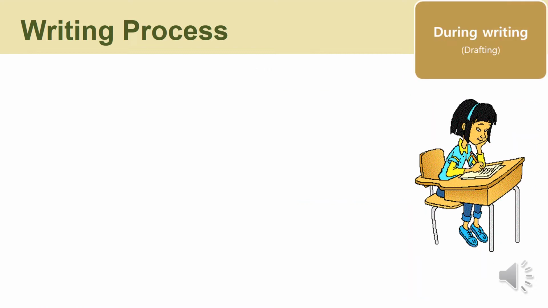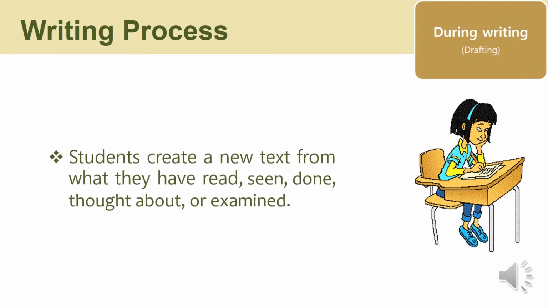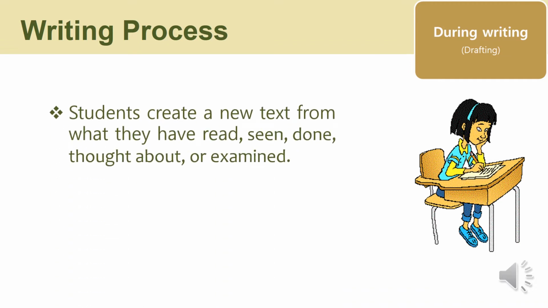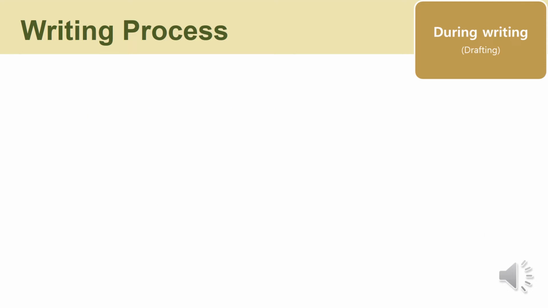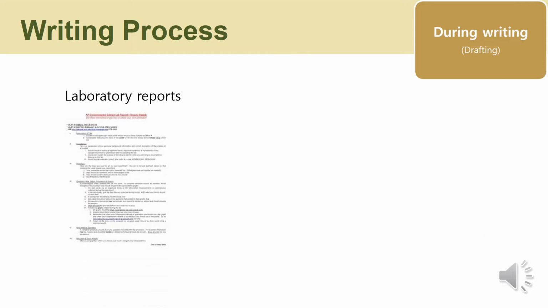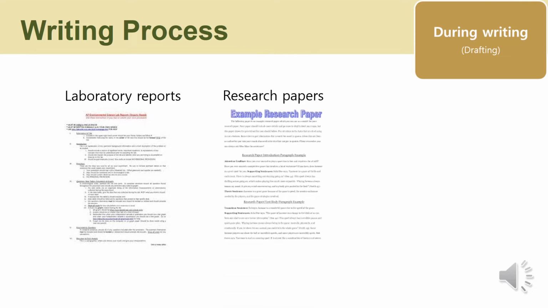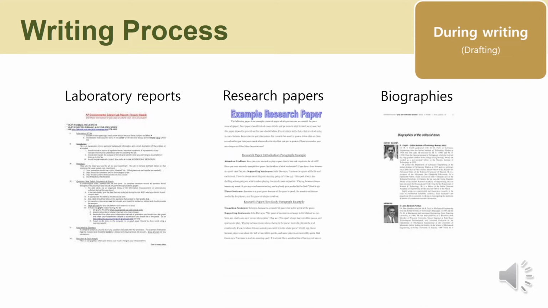The second step in writing is during writing or drafting. What do we need to know about this? Students create a new text from what they have read, seen, done, and thought about or examined, and it always happens after pre-writing. Here are some examples of drafting: laboratory reports, research papers, and biographies.